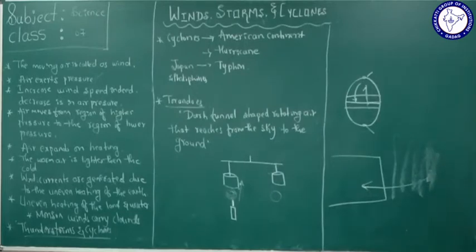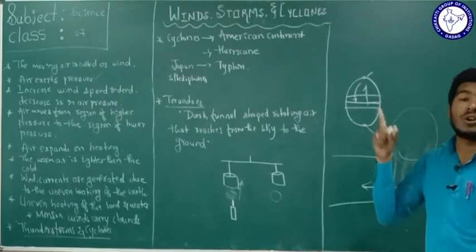But sometimes, due to the uneven heating on the sea also, the air which is present on the surface of the sea water gets heated, and some of the air present on the other side of the surface of the sea water moves towards the air which is heated, and the continuous movement of the air brings the cyclones here. The continuous rotation of the air.